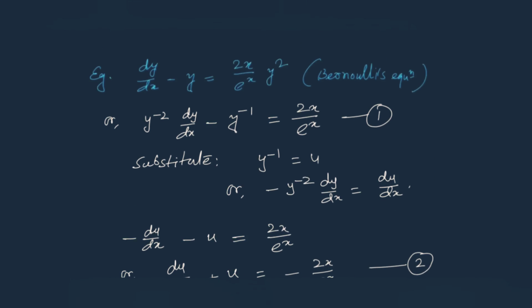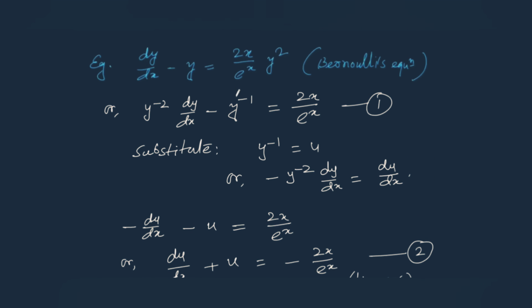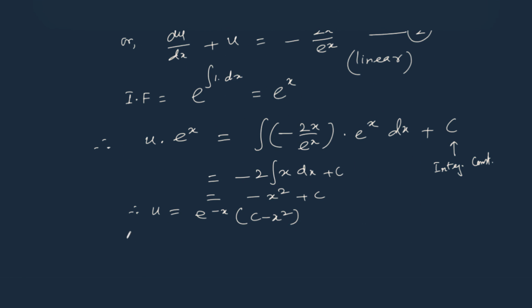But our original equation was in y, so we have to substitute the value of u, that is y^(-1). So from here we will get y^(-1) is e^(-x) times (c - x^2), or y is 1 upon e^(-x) times (c - x^2). This is the answer.